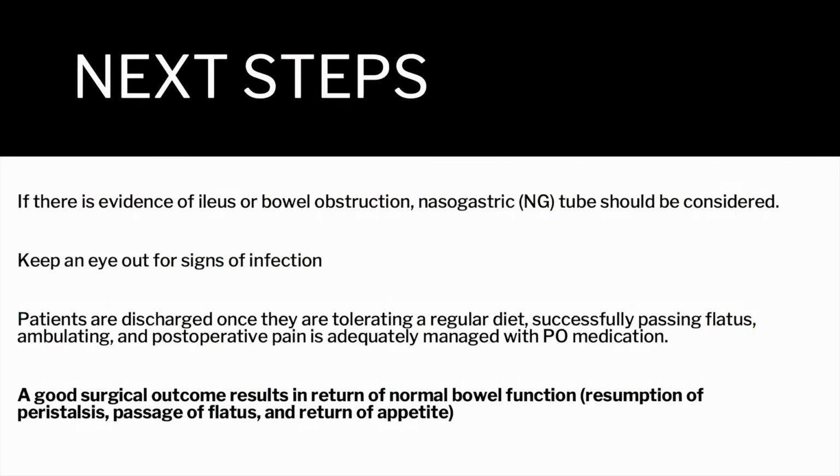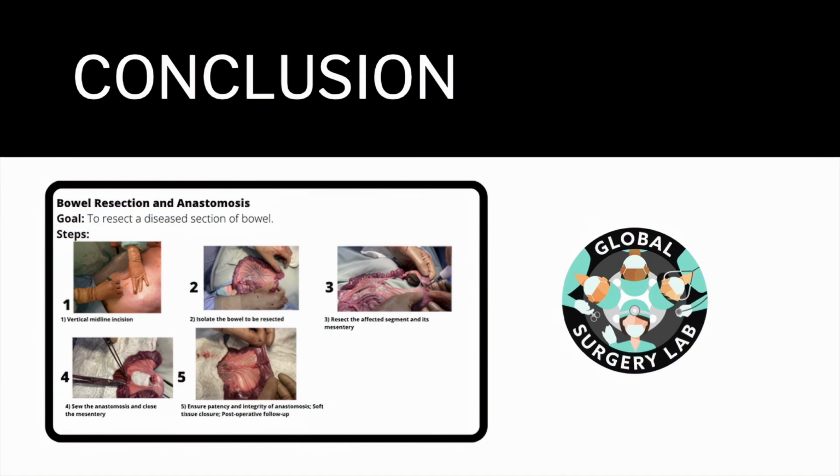Post-operatively, keep an eye out for early signs of infection. If there is evidence of an ileus or bowel obstruction, a nasogastric tube should be considered. A good surgical outcome results in return of normal bowel function. In conclusion, a bowel resection and hand-sewn anastomosis can be done to remove sections of bowel.